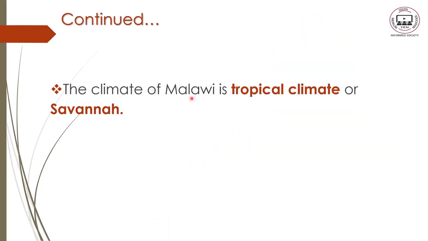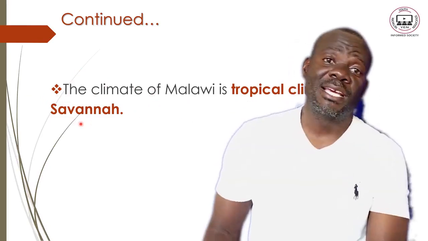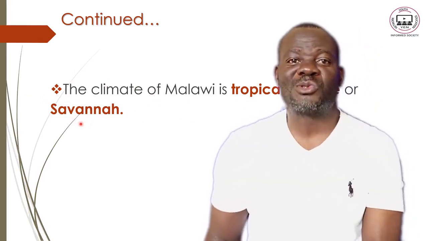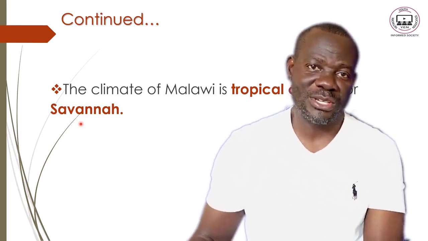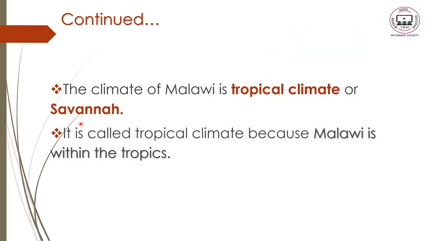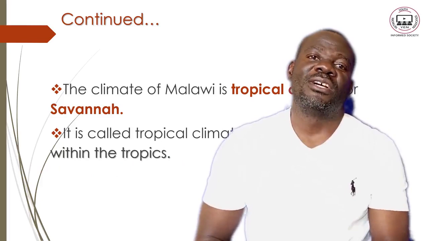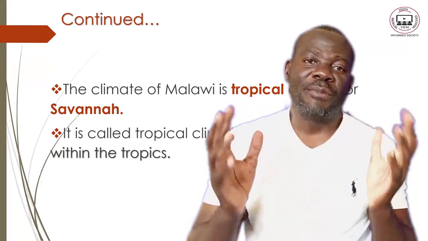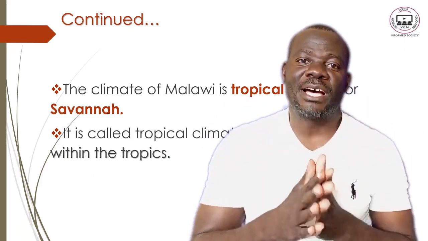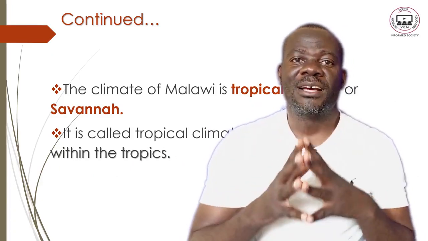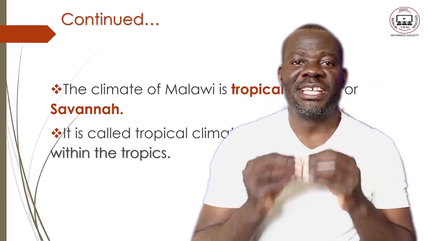So the climate of Malawi is tropical climate or savanna. What do we mean? It is called tropical climate because Malawi is within the tropics. So the climate of Malawi is called savanna or tropical because Malawi is within the tropics.